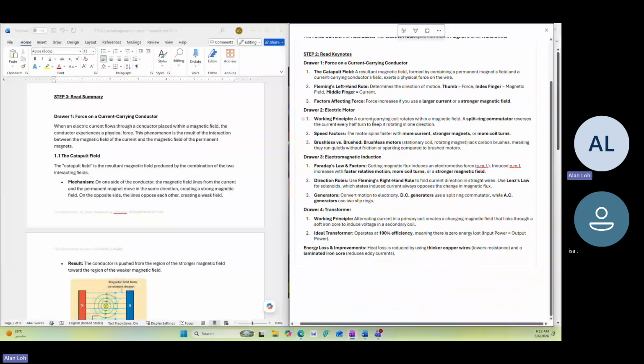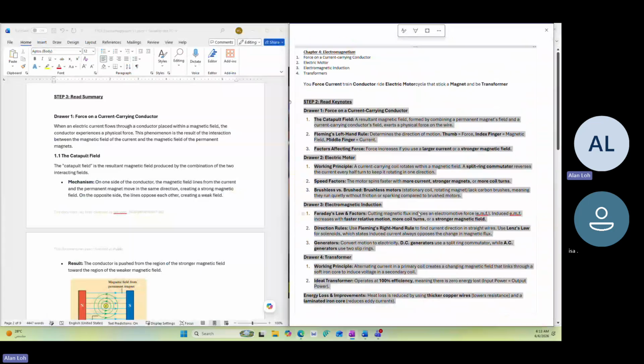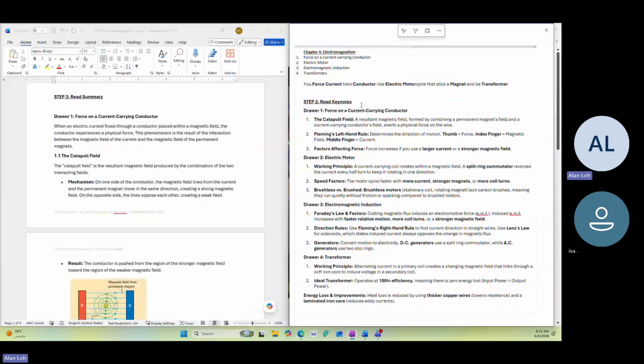Now, let's move to step number 2. How do you read this step 2? Number 1 is you are building your knowledge for this chapter 4. From the scale of 1 to 10, 1 is the lowest, 10 is the highest, you are probably at level 1 or level 2. So let's read this with the intention to build it to level 2.